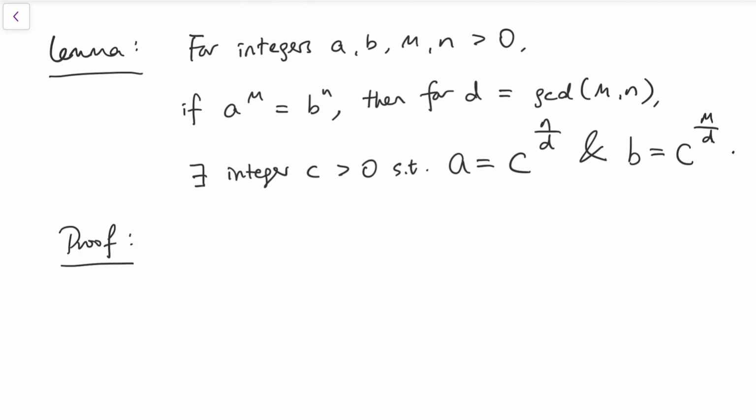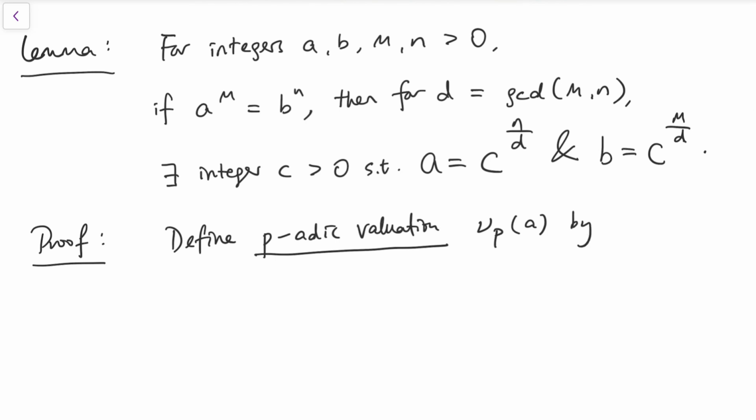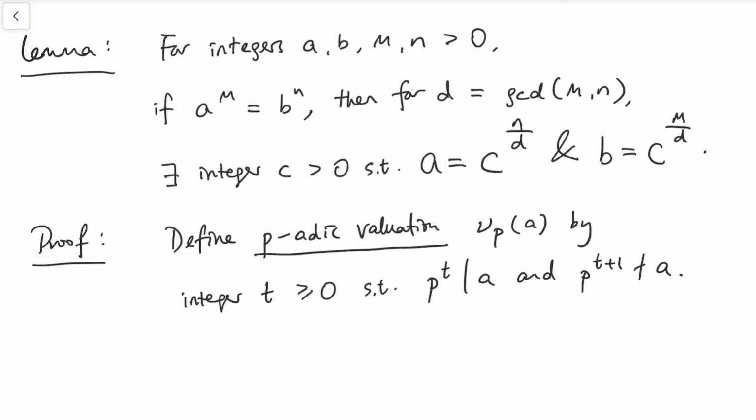To prove this, we define the p-adic valuation, the symbol nu subscript p of a, by some non-negative integer t such that p to the power of t divides a, but multiplying by another p, which means p to the power t plus 1, will not divide a. And we need to use this for the proof.